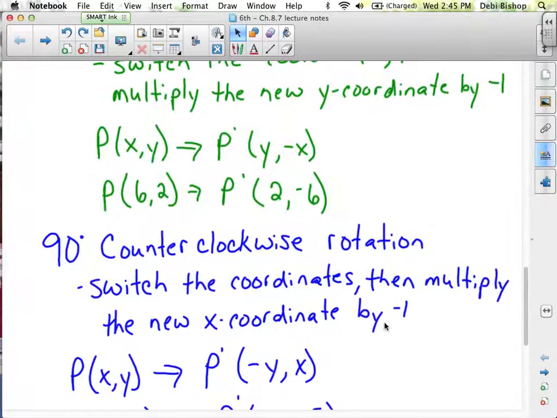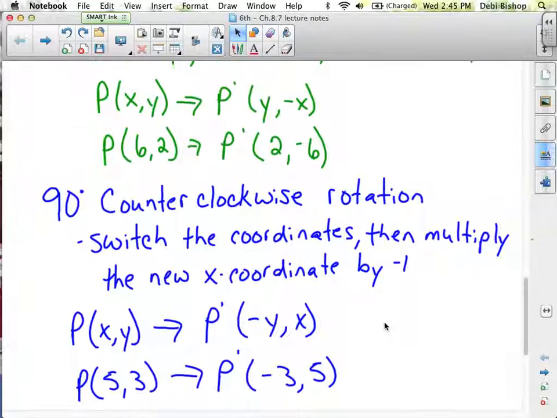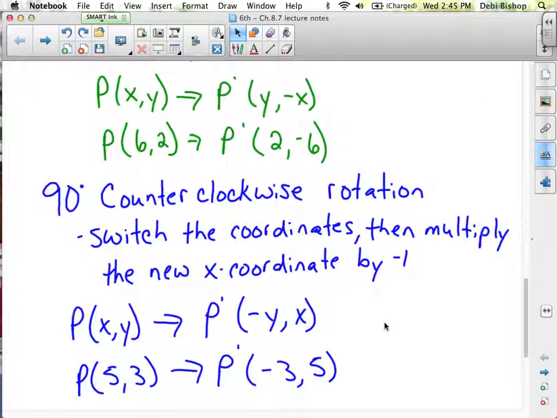If you want to do a counterclockwise rotation, then you switch the coordinates and multiply the new x coordinate by negative 1. And again, remember, think of a clock. So this is going counterclockwise. So we're going in this direction. So again, if our point P has the coordinates x, y, our image of P would be negative y, x. For example, our point P is 5, 3. Our rotated image would be negative 3, 5. I'm going to show you some examples in just a second.